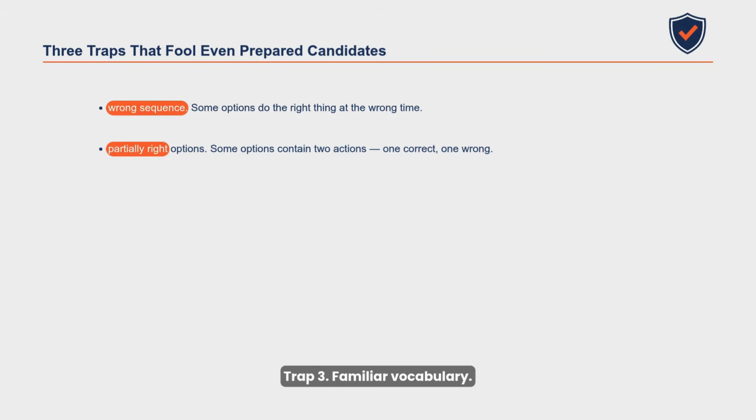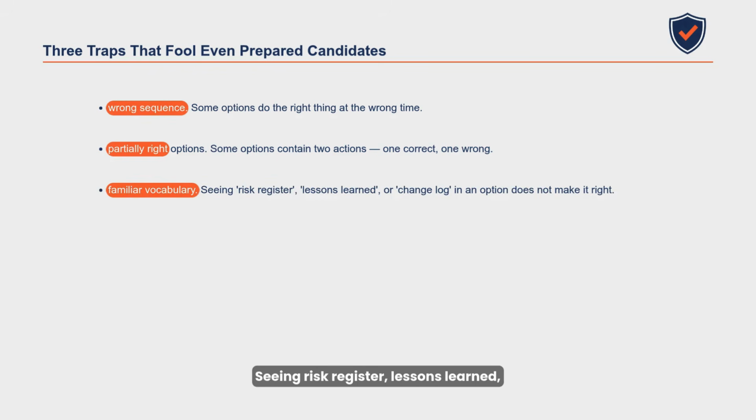Trap 3. Familiar vocabulary. Seeing risk register, lessons learned, or change log in an option does not make it right. Evaluate the action, not the terminology.